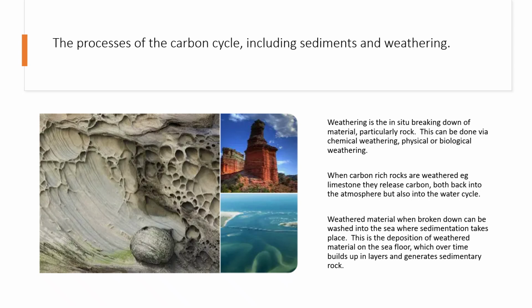We also have processes within the carbon cycle that are a little bit more complex. So I'm just going to mention them briefly, but they are worth doing a little bit more research. Weathering is key. Weathering is the in situ, that means in place, breaking down of materials. So it is slightly different to erosion. We're particularly talking about breaking down rock here, and you've got chemical weathering or physical weathering or biological weathering that can do that.